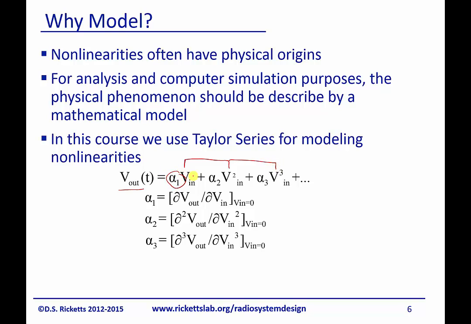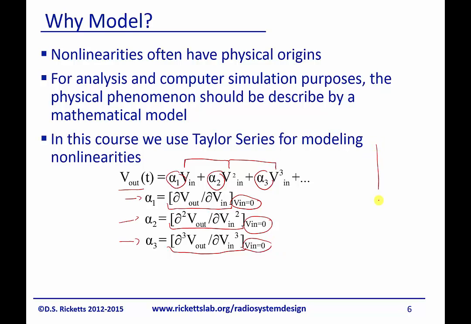And they have these coefficients alpha 1, alpha 2, alpha 3, where they're given here. And if you recall from math class, they're just the first partial derivative, second, and third. That we usually all remember. The part we forget is these partial derivatives are all taken at a bias point.